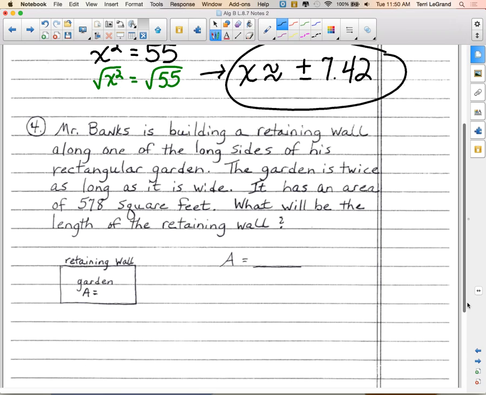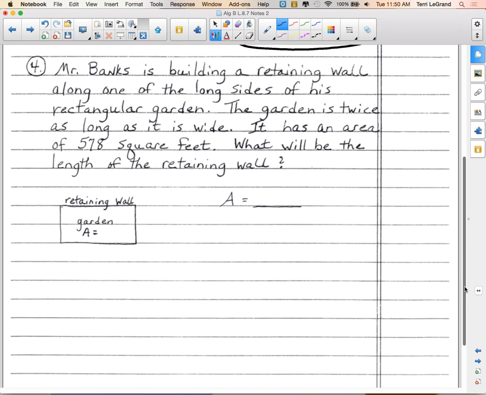So along one of the sides of his, on the long side of his rectangular garden, I've already drawn the picture here for us. There's his garden. His retaining wall is along the top edge of the picture there. It says the garden is twice as long as it is wide. It has an area of 578 square feet. What will be the length of the retaining wall?